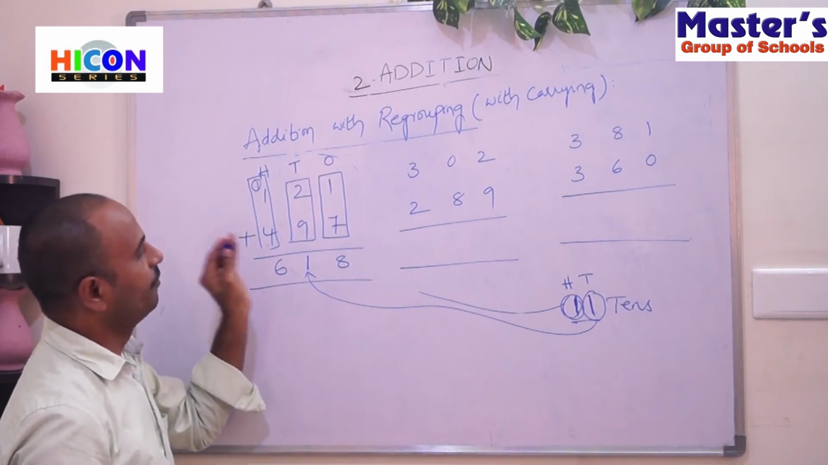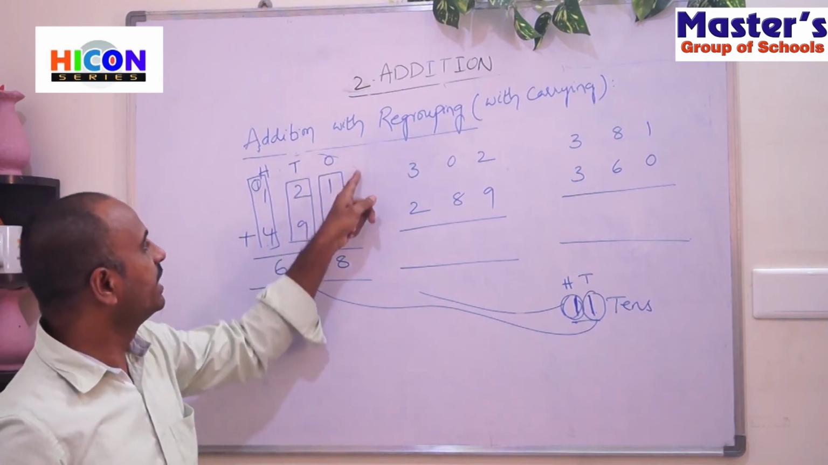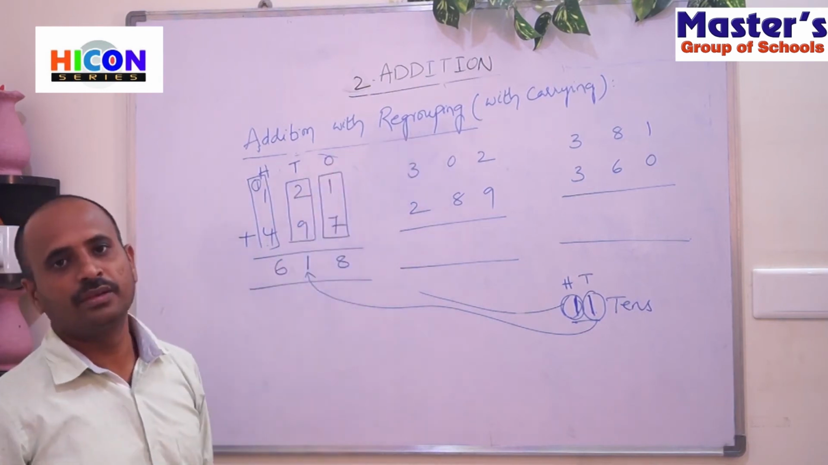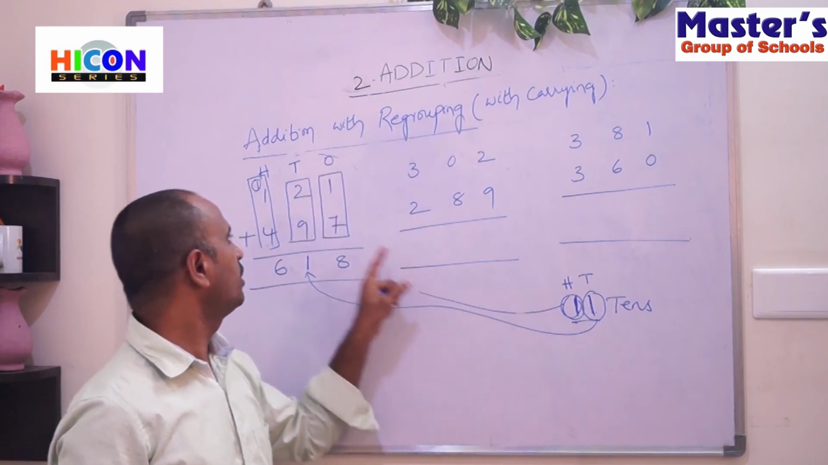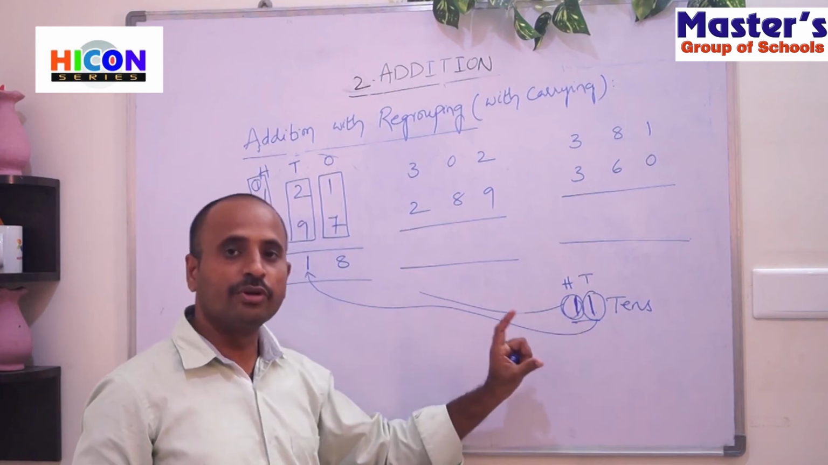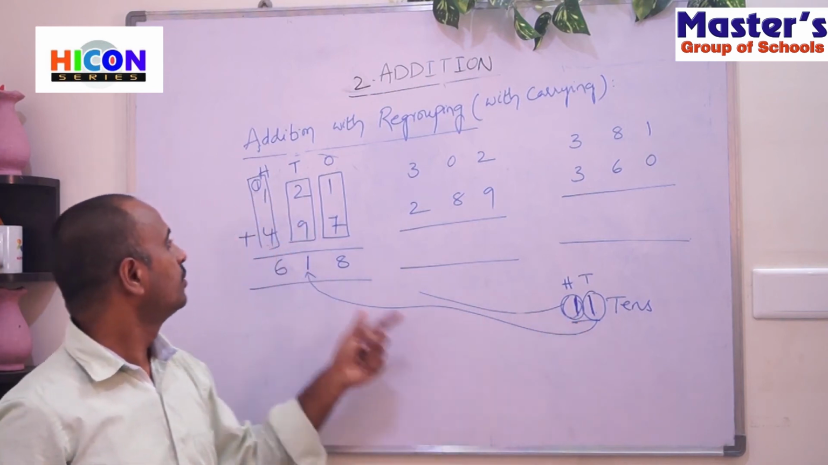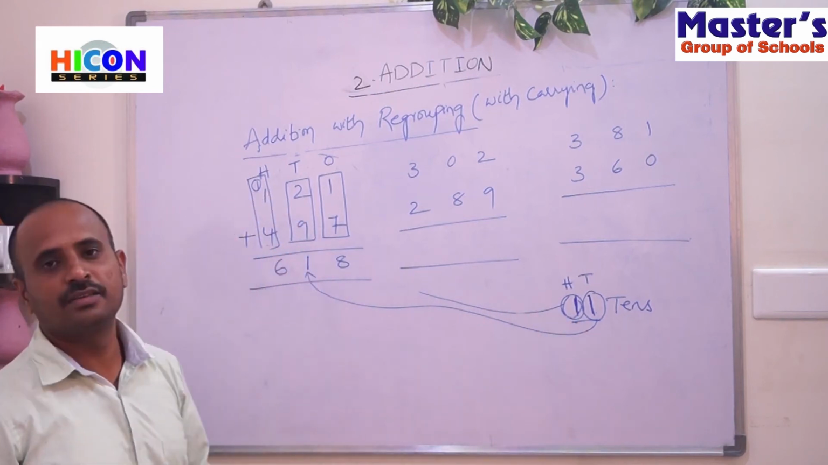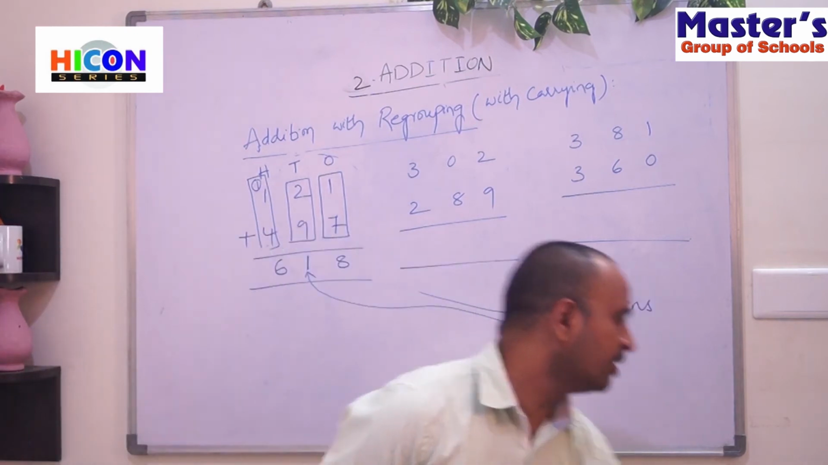So this is the way of doing addition by using regrouping. Here if the addition of any 2 digits gives a 2-digit number, then we have to regroup that into ones and tens or tens and hundreds. So children, let us see the second problem.